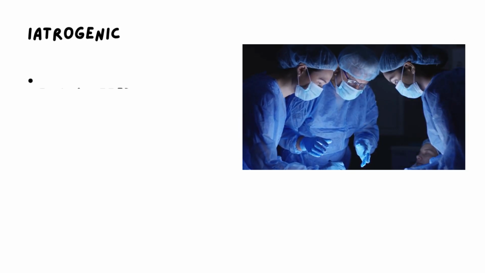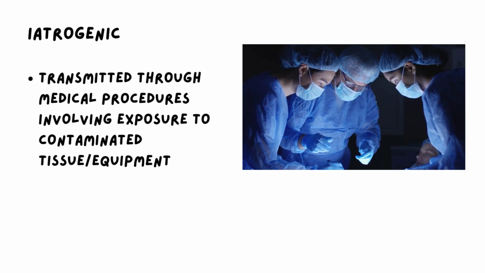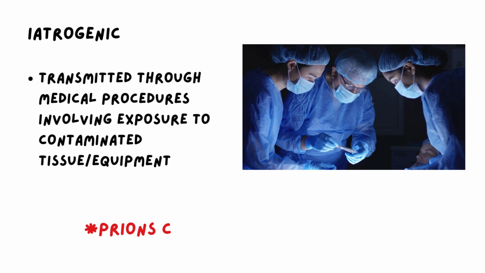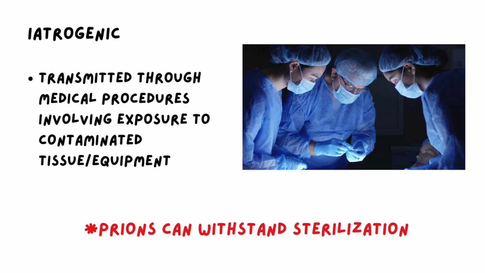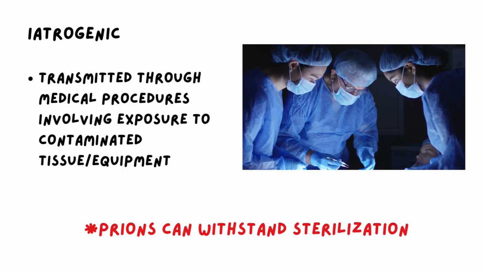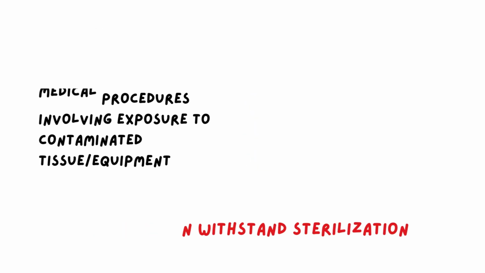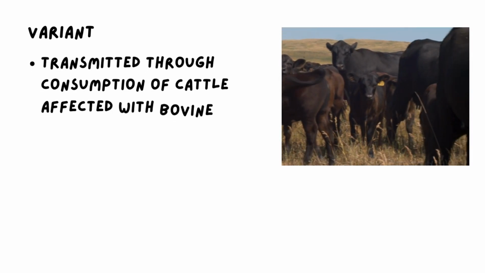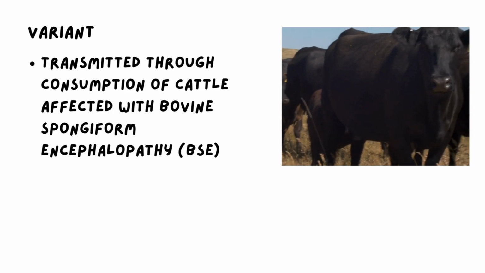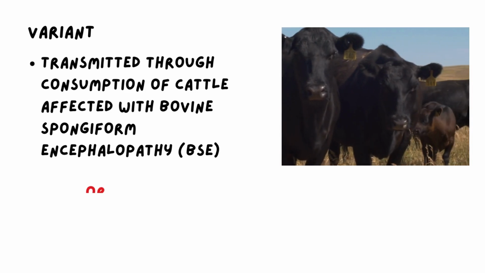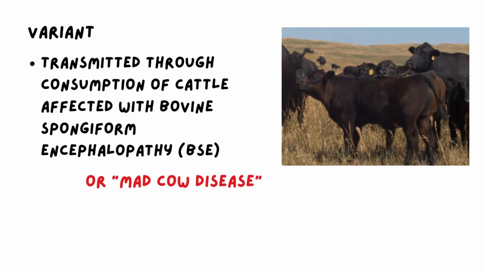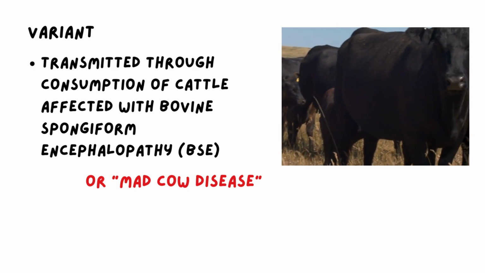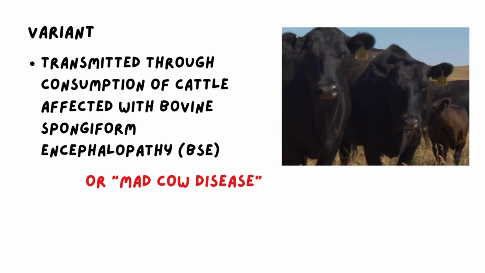Iatrogenic CJD is linked to medical procedures that involve exposure to contaminated tissue or equipment. Prions are able to withstand routine sterilization procedures, which can raise the risk of accidental transmission. Variant CJD is linked to the consumption of meat from cattle affected with bovine spongiform encephalopathy, otherwise known as mad cow disease. This means if you ate meat from cattle infected with mad cow disease, or BSE, you may develop variant CJD.